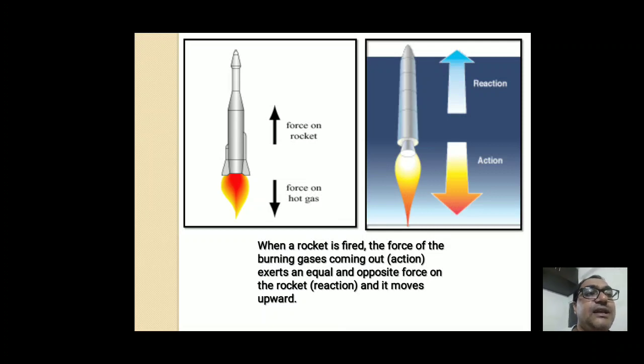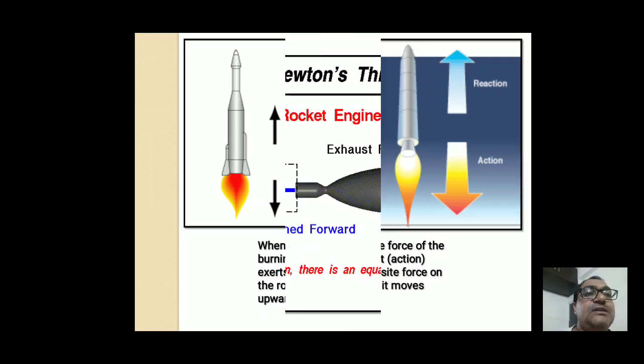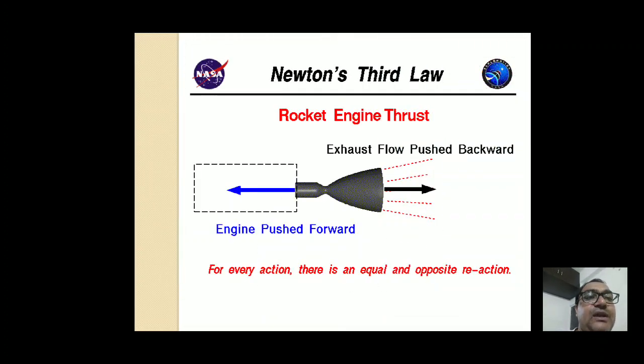Now you can see it in the picture. It's a similar picture, a rocket one. Suppose the exhaust flow pushes backward when the fuel is burning in the rocket engine, then the engine is pushed in the forward direction, so it moves forward. So this is Newton's third law of motion. For every action, there is an equal and opposite reaction.